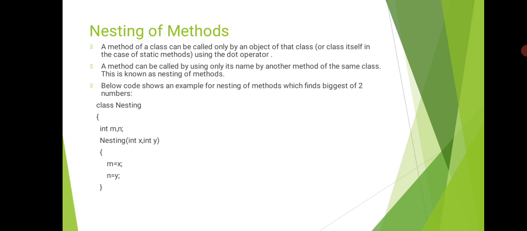You all know how to access the class instance variables and member methods: we need the object name and the dot operator, right? So a method of a class can be called only by an object of that class.